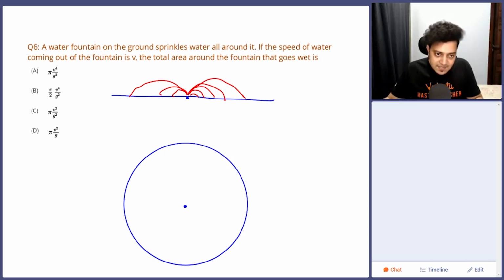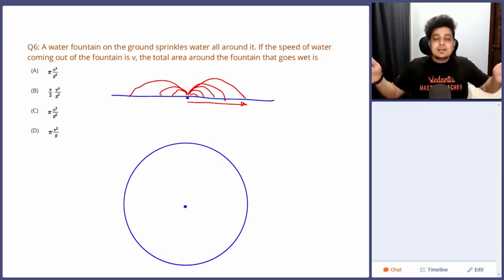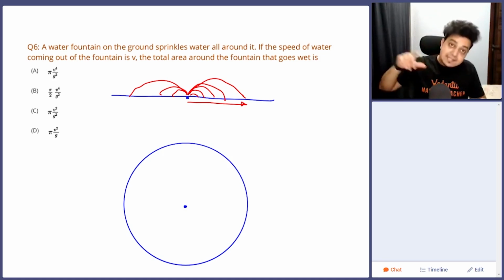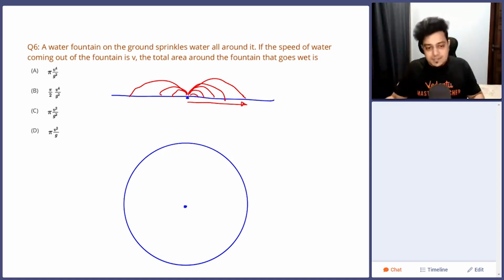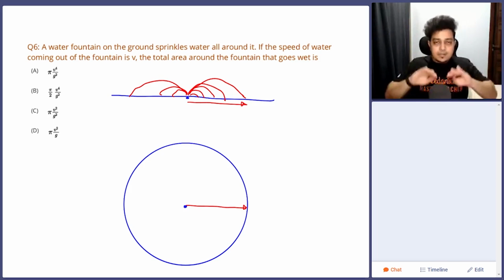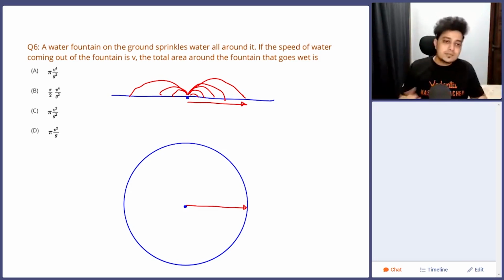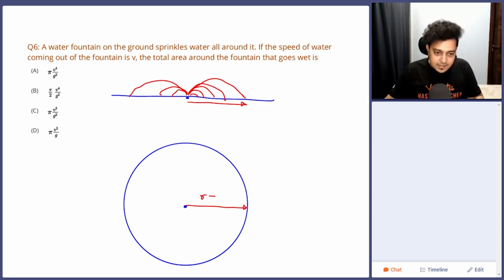So that maximum range that you will get, that's the distance up to which water will be falling. So that's the radius of the circle. Imagine this is happening in all directions, water going at different angles and in different directions all around it in 3D. So it will form a circle on the ground, and the radius of that circle will be equal to R max. And we are interested in the area. This is your R max. You have to calculate the total area.